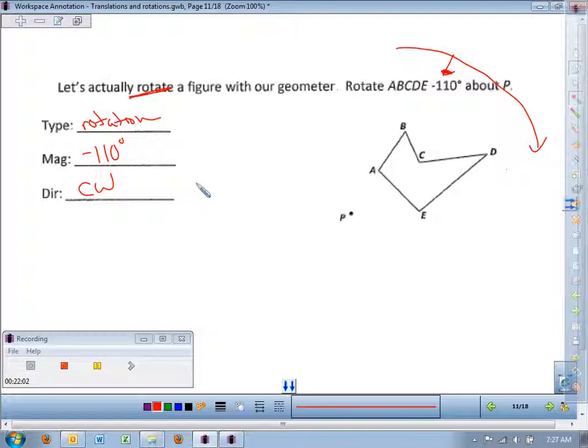Here's what we want to do. First thing we want to do is rotate it about point P. They got point P right here. We're going to measure 110 degrees clockwise with our geometer. There's no such thing as a negative 110 degrees on the protractor, but how we'll do that is we'll take our geometer and flip it upside down. Since I don't have a visual, here's your geometer. It says the geometer on it, and here's your little protractor down here.